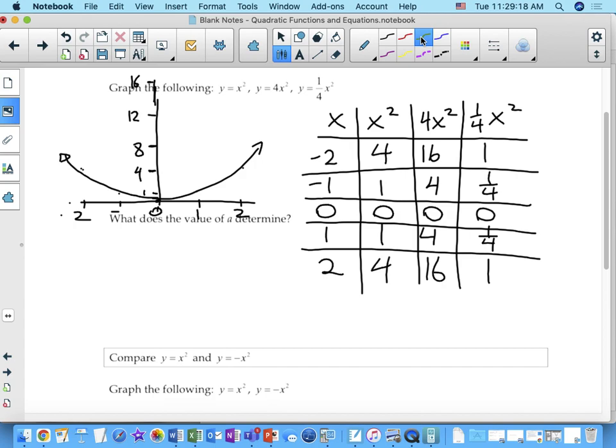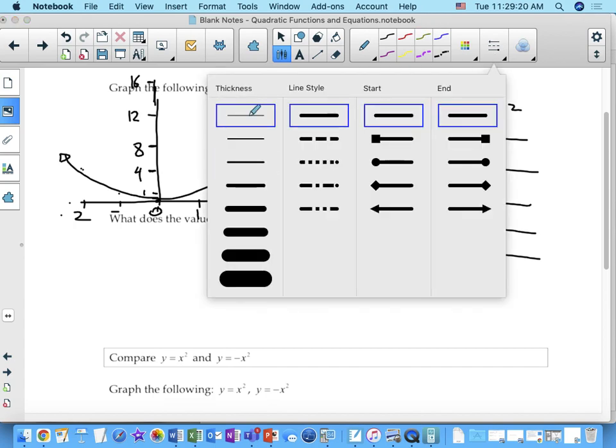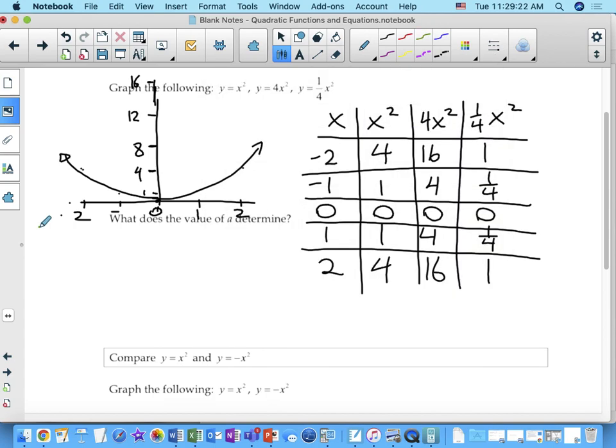Let's make sure that the thickness stays the same though. Yeah, it didn't. Okay, so for 4x squared, when x is -2, y is 16. When x is -1, y is 4. When x is 0, y is 0. When x is 1, y is 4. And when x is 2, y is 16. Okay, so this guy looks like this.